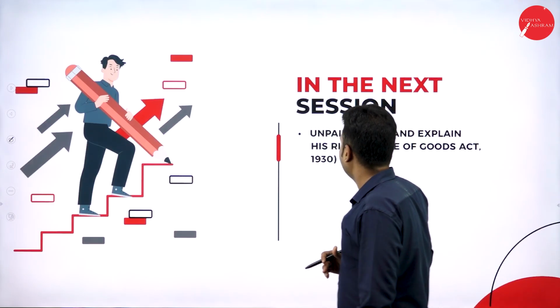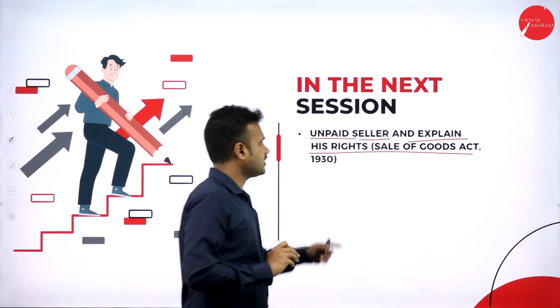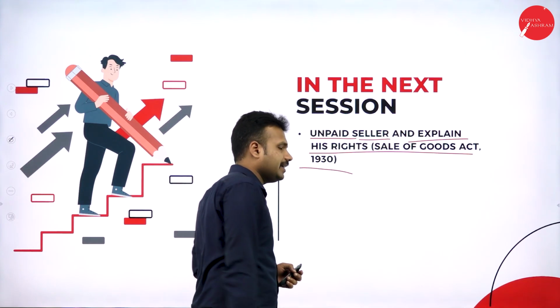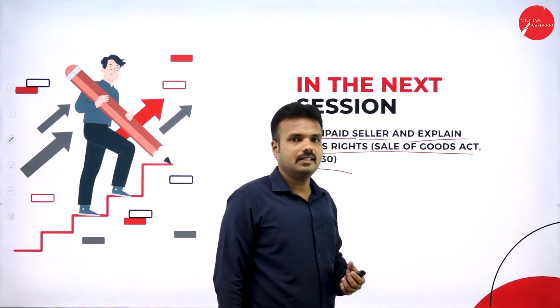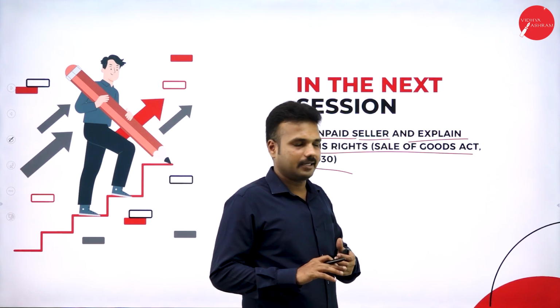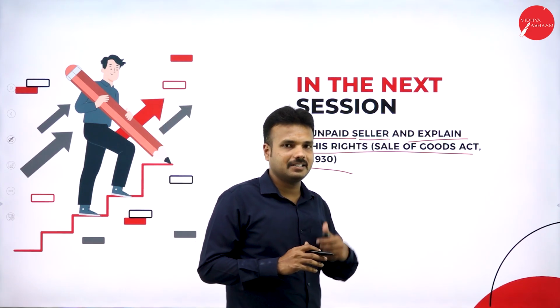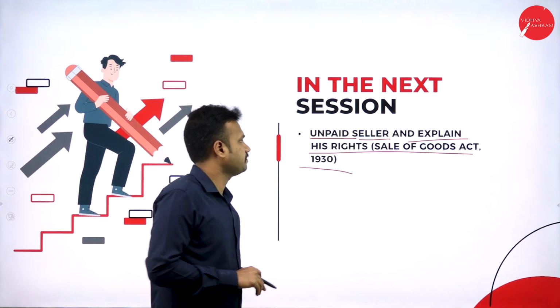In the next session we are going to cover the unpaid seller and his rights under the Sale of Goods Act 1930. What are the rights of an unpaid seller? As I said, an unpaid seller is a person who has been partly or fully not paid the amount. So what are the rights of an unpaid seller against the goods and against the buyer? These are the two things that we need to learn in the next session. Thank you.